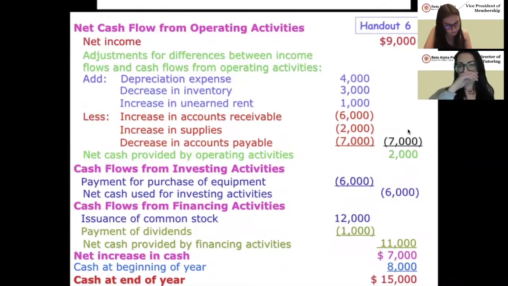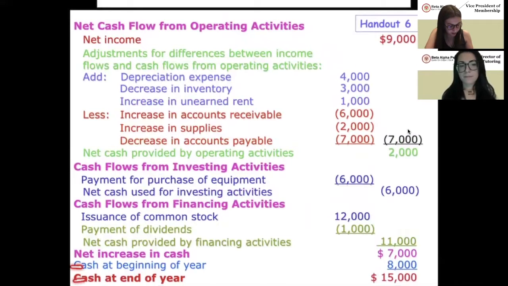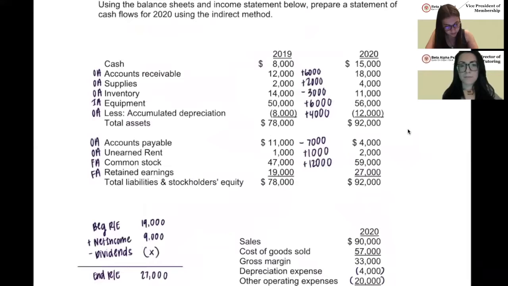So we have three different categories. We have our net cash flow from operating activities, from our investing activities, and then from our financing activities. And then at the end of it, we have our cash at the beginning of the year and our cash at the end of the year, and then we can see our net increase in cash and check our work.